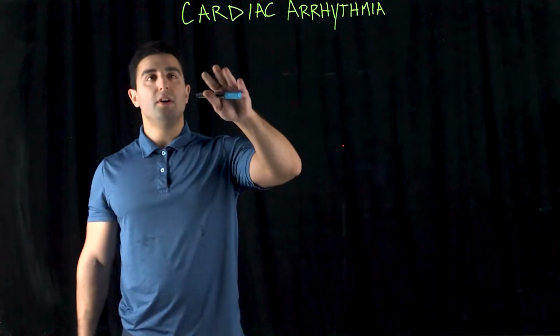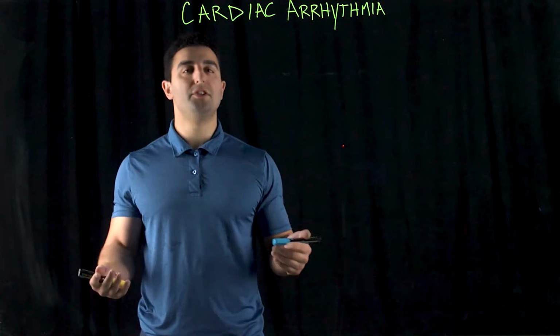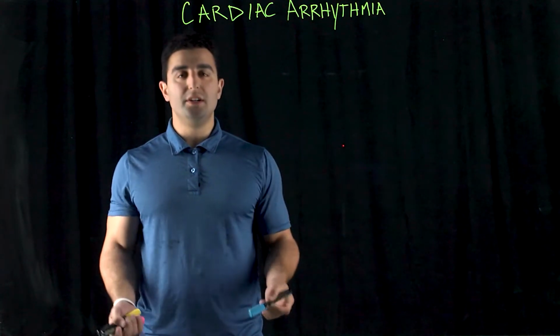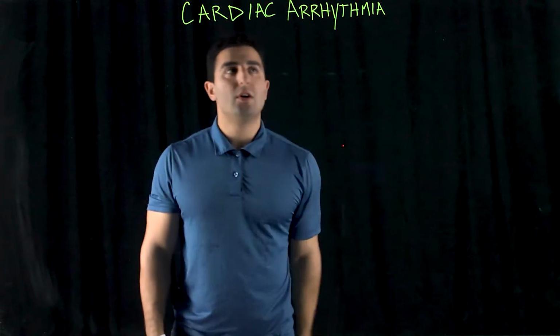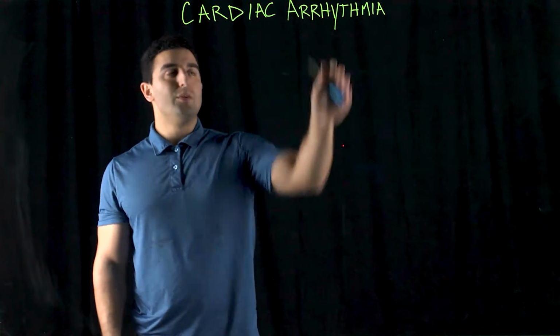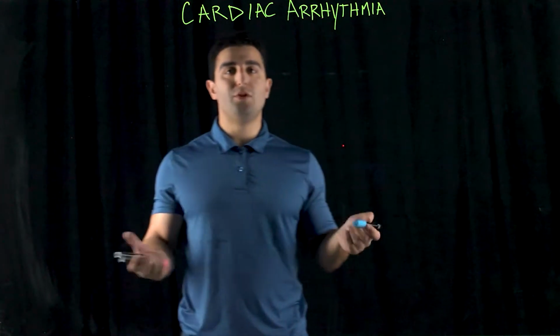Now let's focus on cardiac arrhythmias. Before, we were able to determine what an ECG, electrocardiogram, does and what it's used for. Now we want to look at cardiac arrhythmia. The best way to characterize it is that an arrhythmia is an abnormal heartbeat.